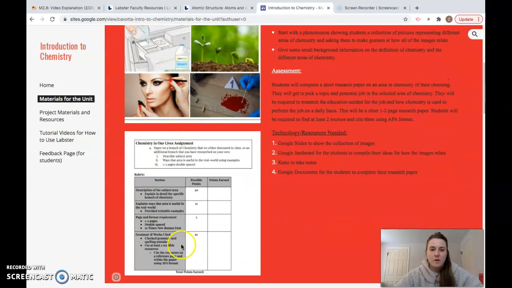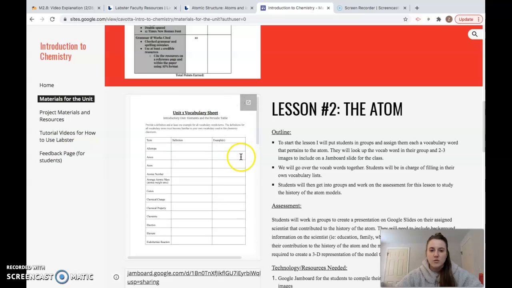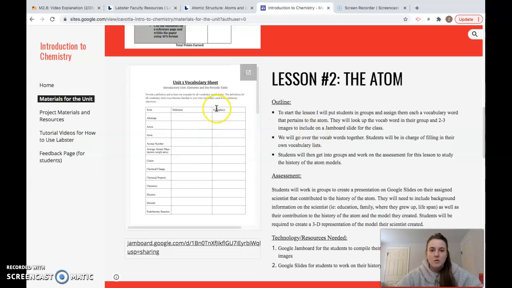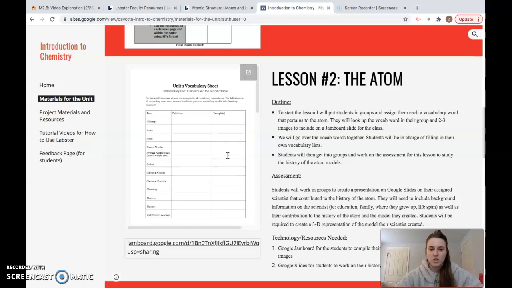I also would have them complete a Chemistry in Our Lives paper, and here I've incorporated the rubric I would give to them. My second lesson, I introduced them to the atom, and we would do a vocabulary activity, and I've embedded the vocab sheet I would provide to my students, as well as a link to the Jamboard where they would upload their definitions and examples.